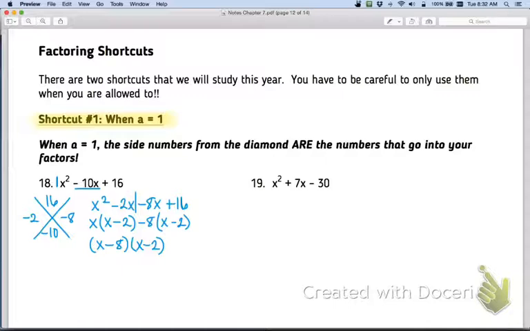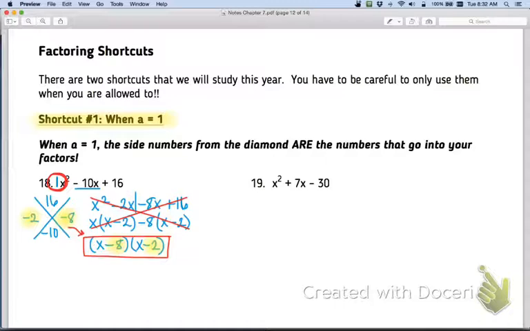Here's the shortcut. Do you see how I had a negative 2 in my diamond, and now I have an x minus 2 in my factor? I had a negative 8 in my diamond. Now I have a minus 8 in my factor. And so that is the shortcut. Really what we can do is skip all of this and go straight to our factors from these two numbers in our diamond. Again, I can't stress enough, the most important thing about this: you are only allowed to use this shortcut when there is a 1 in front of the x squared.